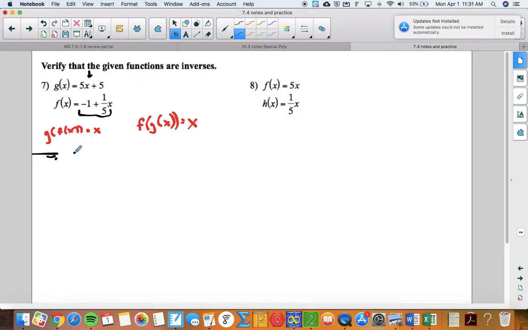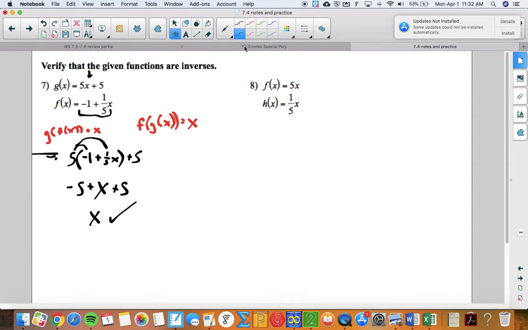All right, here we go. 5 times negative 1 plus 1/5 x, plus 5. And so we distribute that 5 to everything in the parentheses, everything in that function f of x. So we get negative 5. 5 times 1/5 is 1, so it's 1x, or just x. And then outside of the parentheses, I have this positive 5. So in this part now, I can combine like terms. Negative 5 plus 5 is 0. So I'm just left with x. So that part worked, folks.